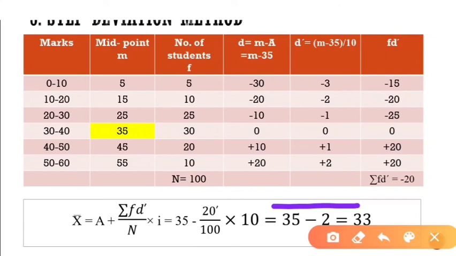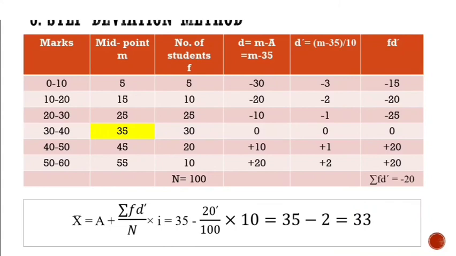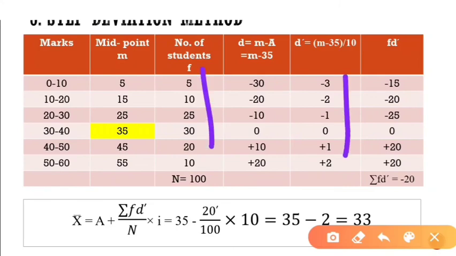So apply any method, but we're getting the same mean. As you can see here, the calculation is much easier in the step deviation method. See here, we have multiplied just 3 into these 20, 20, 25. These calculations appear to be much easier than the previous one. So it's your wish, you can apply any of the methods. If in the exam they are asking the question to solve it by a respective method, you have to do it by that method only.